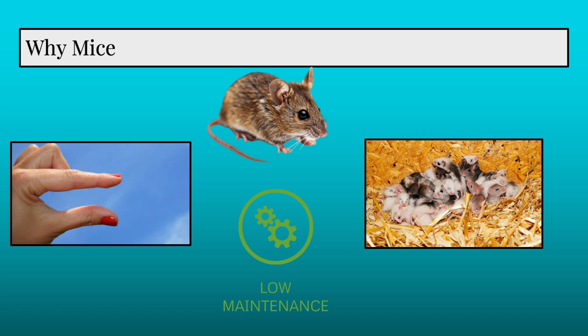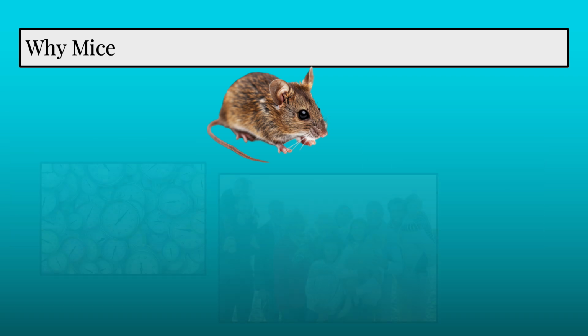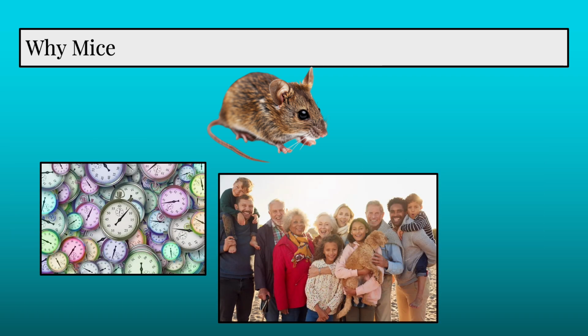For instance, if a researcher needs to analyze multiple generations for an experiment, mice can accomplish this in a very short time frame, whereas with humans it would take many years. Think about how many years are between you and your parents or you and your grandparents.